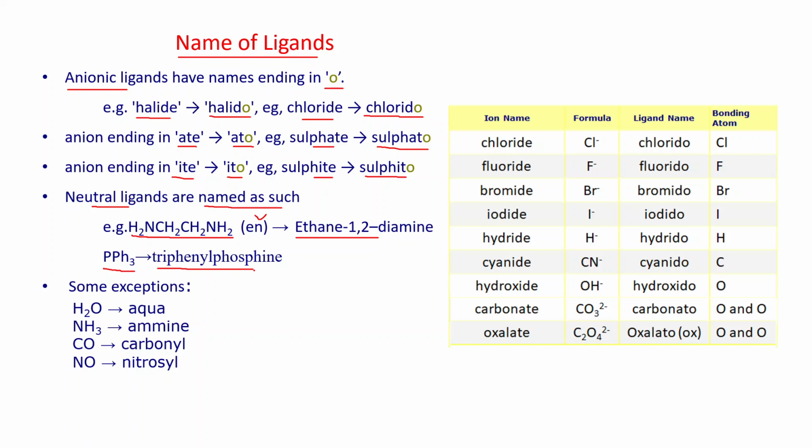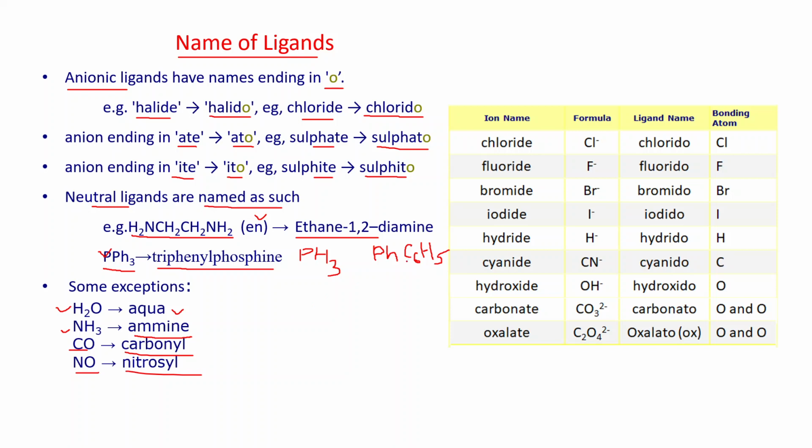This is triphenylphosphine. Actually, this is derived from phosphine, PH3. If all 3 hydrogen atoms from phosphine are replaced by this group, Ph, and this Ph is the phenyl group, that is C6H5, then we will get this one. But some neutral ligands are written in a different way. For example, water is written as aqua. NH3 as a ligand is named as ammine. Again, see the spelling, AMMINE. CO is carbonyl, NO is nitrosyl.